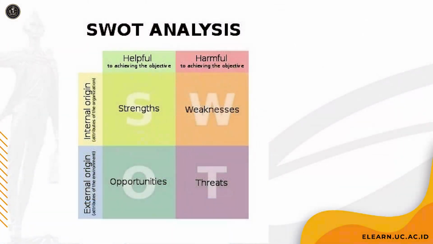In this matrix, you can see that strengths and weaknesses are the internal aspect, or internal analysis, of your company. And then the opportunities and threats are the external analysis of the company. SWOT analysis is usually analyzed using your own judgment, which means it's qualitative. But in this class, we are going to learn how to quantify your SWOT analysis. And to do that, we use the IFE and EFE matrix.